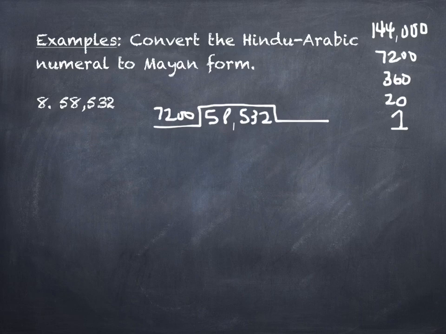58,532 on the inside. And if you take your calculator and you divide 58,532 by 7,200, you'll get that it goes in 8 times. And then 8 times 7,200 is 57,600. And then if we subtract, that gives me a remainder of 932.